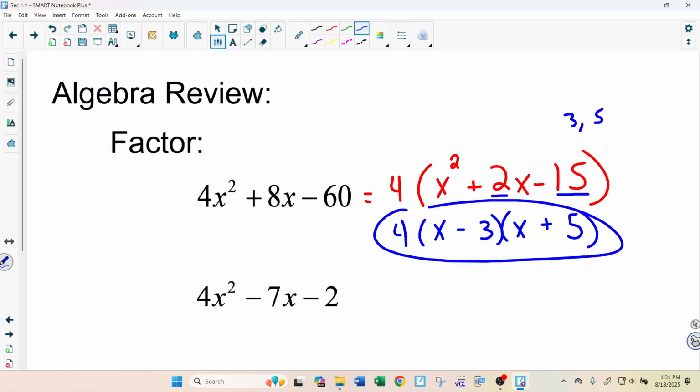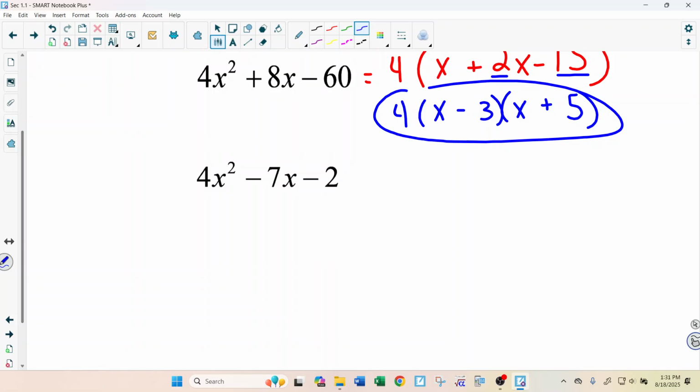If the number in front of our x squared is not 1, we have 4x squared minus 7x minus 2. We now want to think of the factors of 4, which are 2 and 2, and 1 and 4. And we now want to factor that. The factors of 2 are 1 and 2.